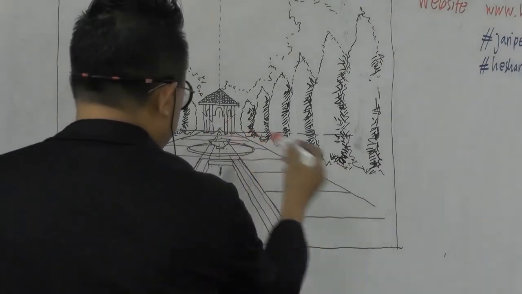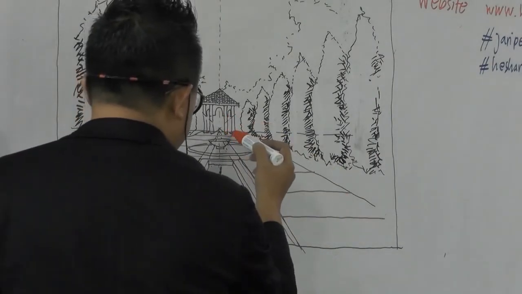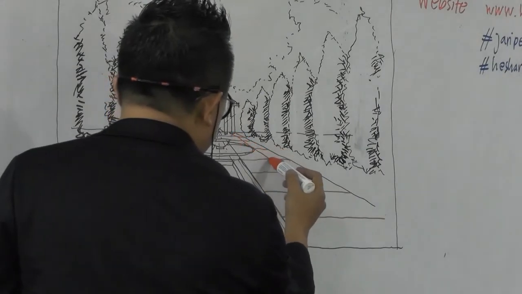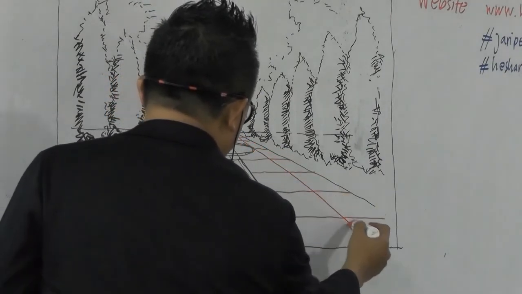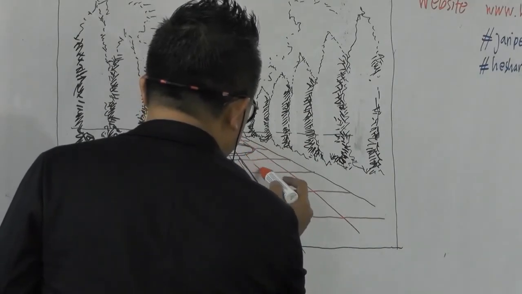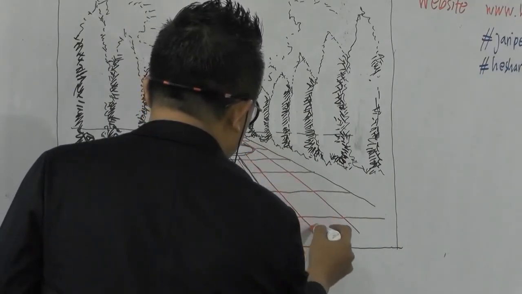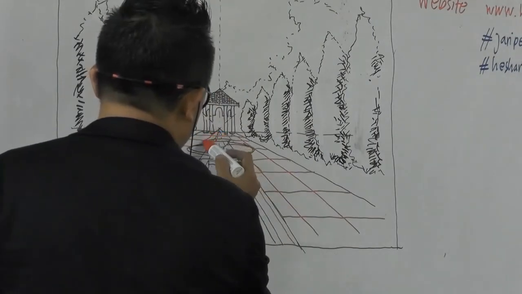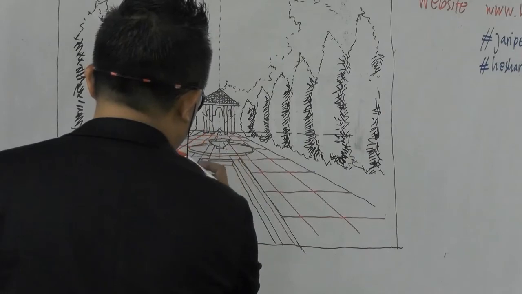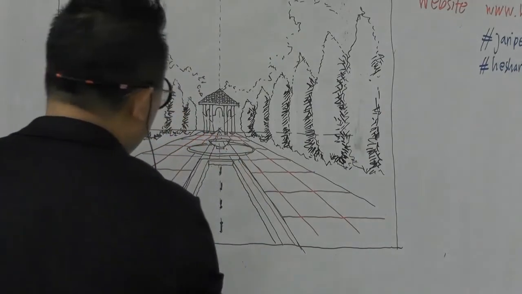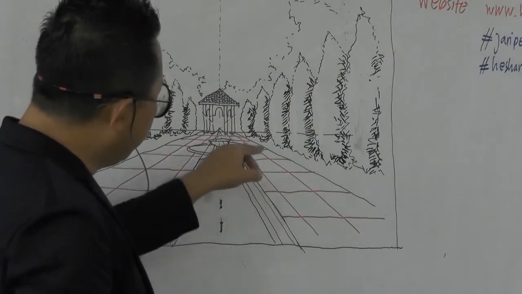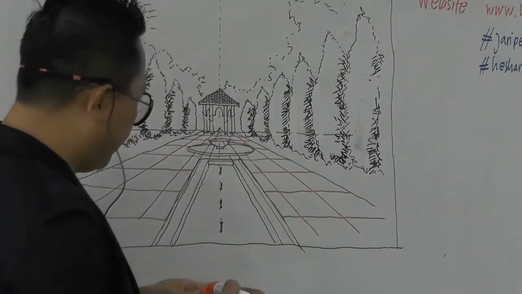Then to do another pattern here, you just take back the vanishing point from just now, and you must make it parallel with this angle. See? So automatically it creates the floor pattern from the back one all the way to the front one. See?